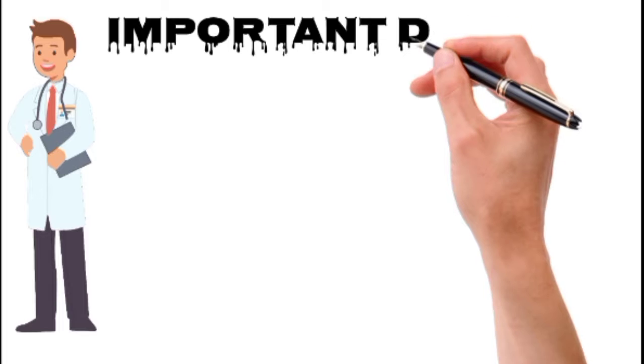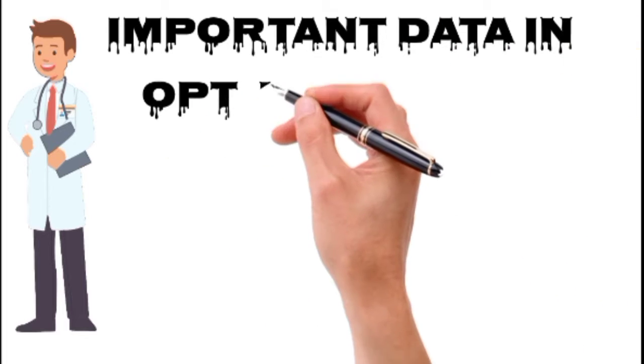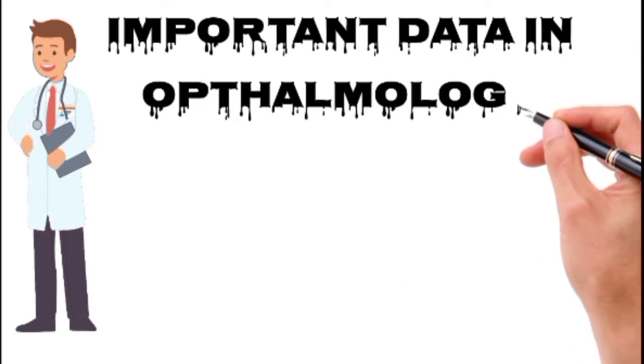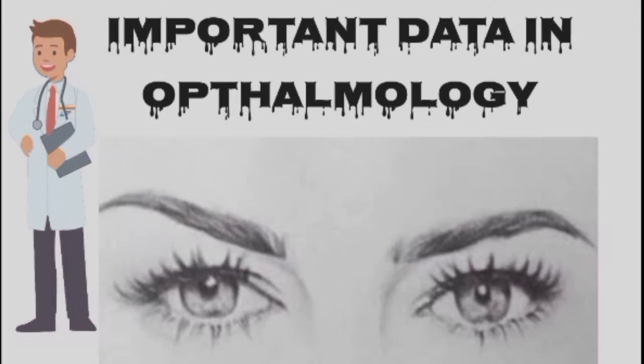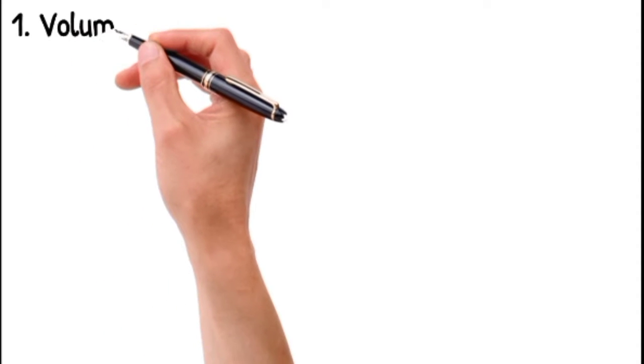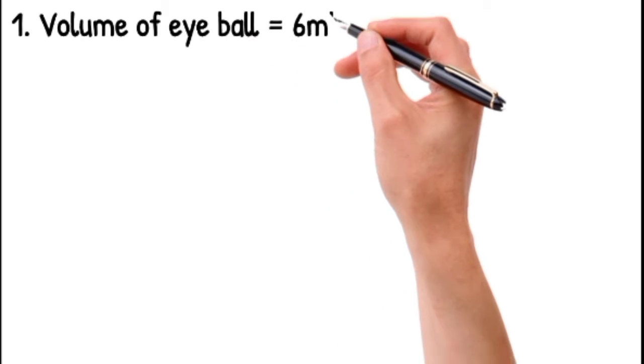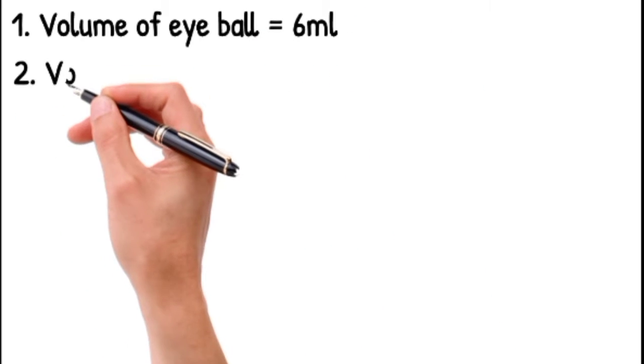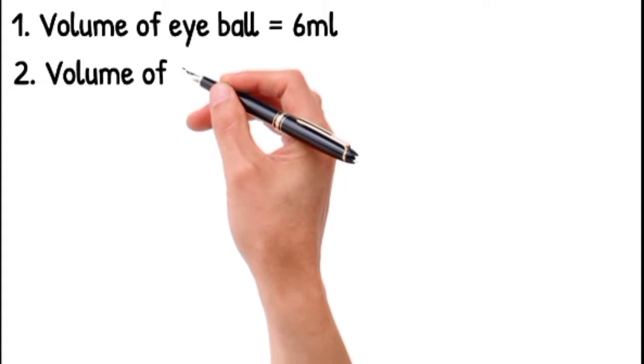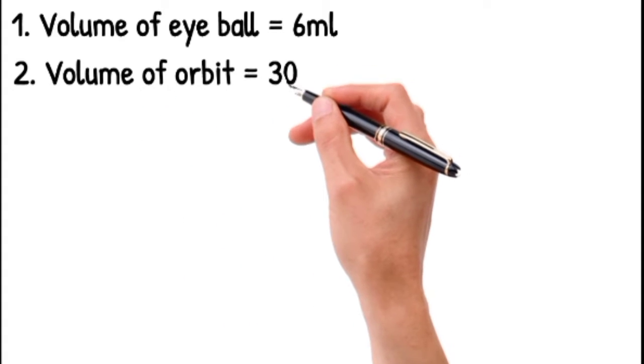In this video we will talk about the important numerical data in ophthalmology. 1. Volume of eyeball equals 6 milliliters. 2. Volume of orbit equals 30 milliliters.